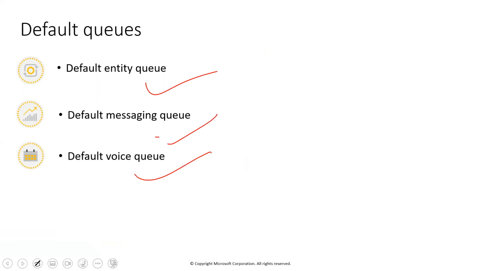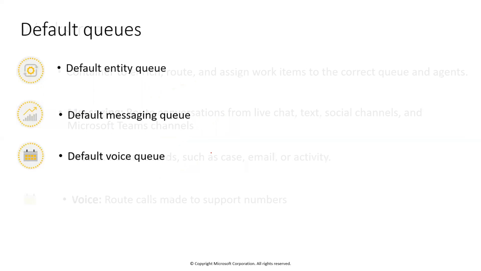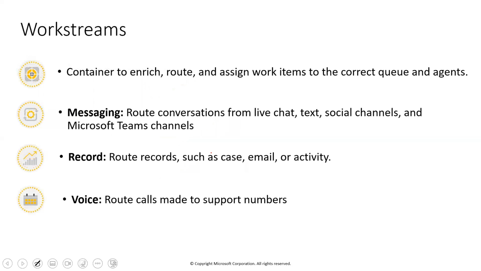So these three types of queues are going to be available. The default entity queue is going to be utilized for routing entity records. The messaging queue will help me route my live chat, SMS, and Microsoft Teams chat messages to the respective queue, and the voice queue will help me divert my voice calls to the respective queue.